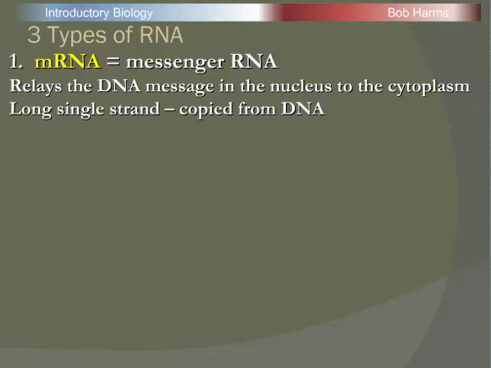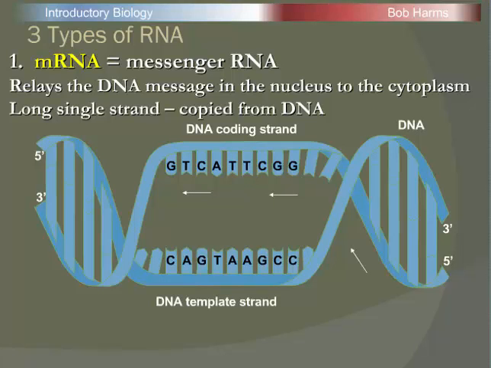And messenger RNA is made up of a long single strand of A, U, Gs, and Cs that's copied directly from the gene in the DNA. And so we can think of messenger RNA as sort of hair-shaped. It's very long and thin, like a strand of hair.